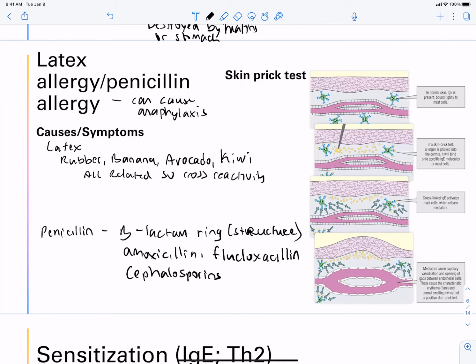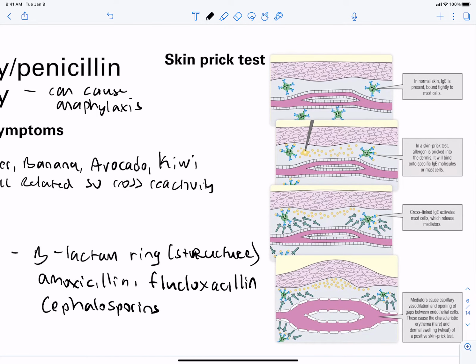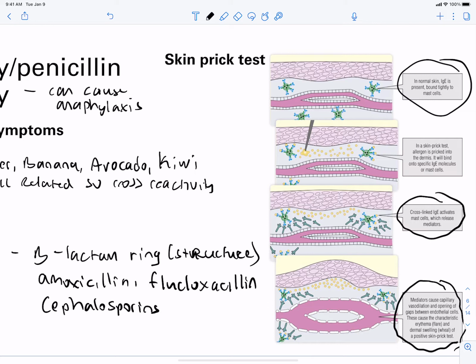So this is just a skin prick test example. This came from your book. So for example, in your skin, you're going to have a mast cell with IgE. In the skin prick test, you're going to expose these skin mast cells to different antigens, potential allergens. If there is something that activates the mast cell, it will release its mediators. And then the mediators are going to cause vasodilation, opening between the endothelial cells to allow for diapedesis. And you're going to get a leakiness, so you get a flare, erythema, and then dermal swelling, which is known as a wheal. So this is called the wheal and flare.